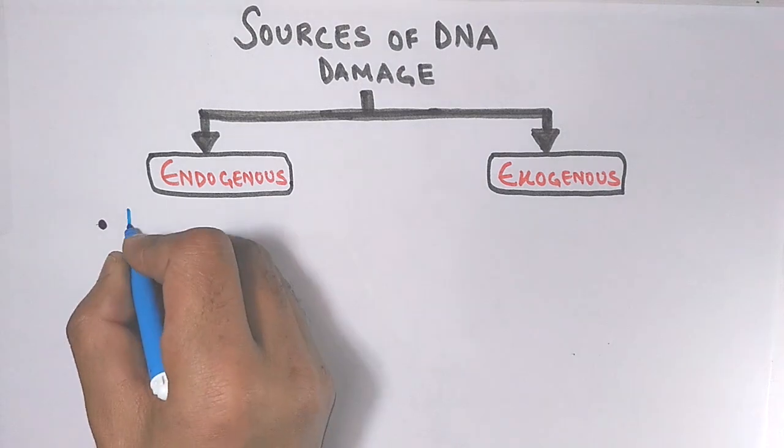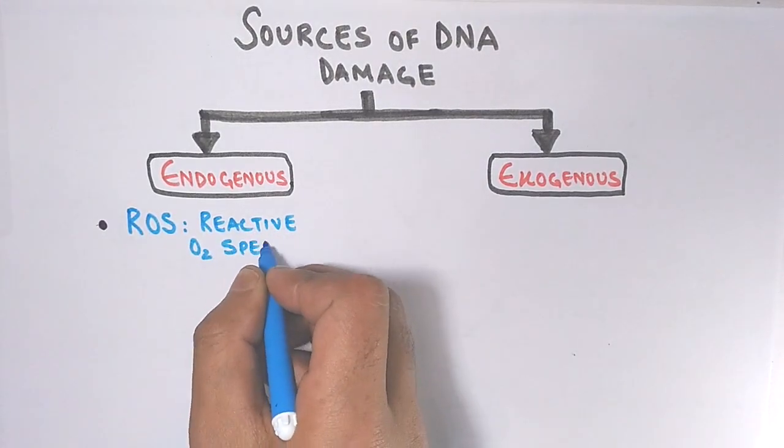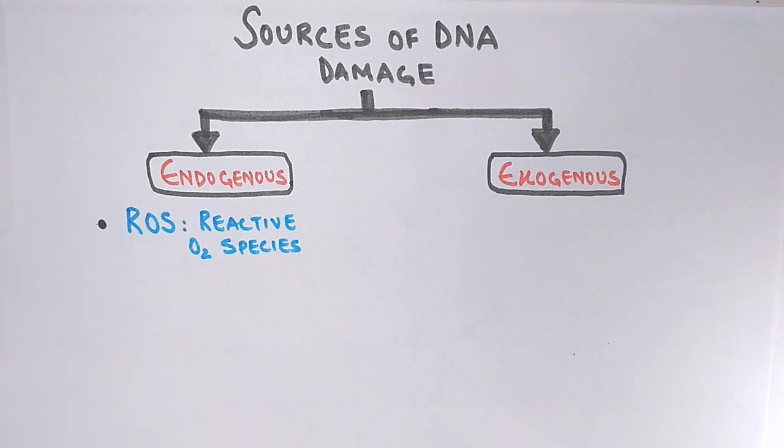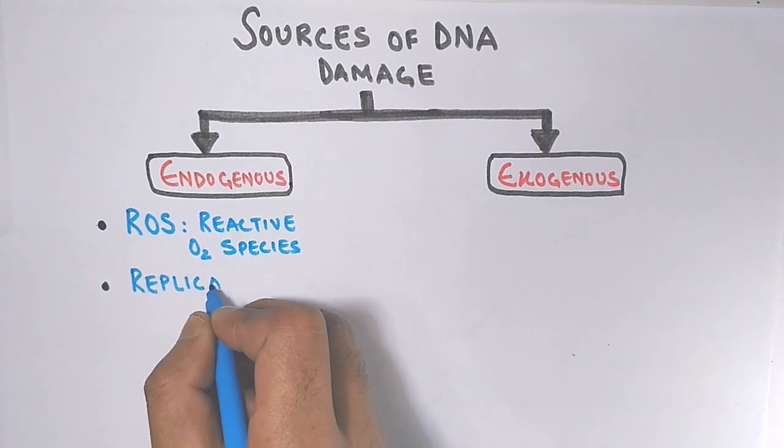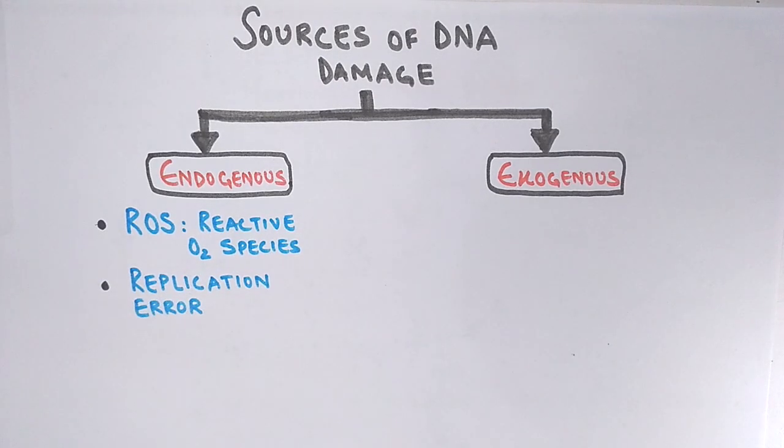The first is ROS, or reactive oxygen species, the free radicals in biological systems. Although these radicals are made under the influence of exogenous elements, like production of ROS by ultraviolet exposure, we still count ROS in endogenous sources. Second is replication error. When an error occurs during the replication process, whether a base is missing or a strand is not ligated, all these factors lead to DNA damage.